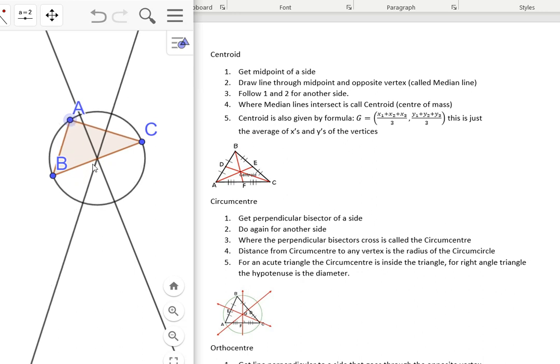Now what's happened at this point? The center of my circle is in the middle of my line BC. If I remember back to my junior geometry, I'll know that this angle must be 90 degrees, because BC is now the diameter of our circumcircle. The center is on the line BC, so that means that BC must be a diameter.